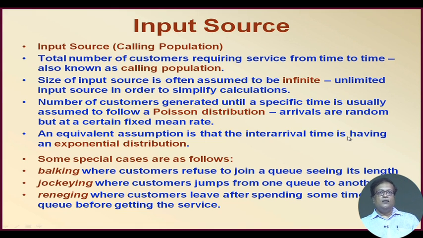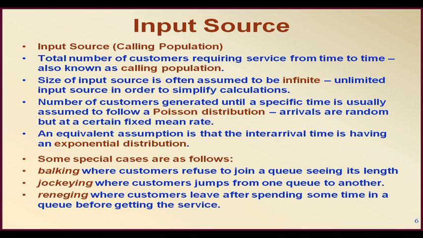Now, let us look at the details of the input source, which is also sometimes called the calling population. See, the usual assumption about the calling population or the input source is that it is infinite, but suppose it is not infinite, it is a finite source. The moment it is a finite source, you cannot really expect all the people to come following an exact probability distribution. For example, the most commonly used probability distribution for modeling the arrivals in a queuing process is the so called Poisson distribution. The Poisson distribution assumption will not hold if the input source or the calling population is not infinite.